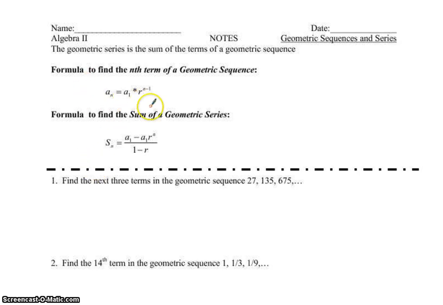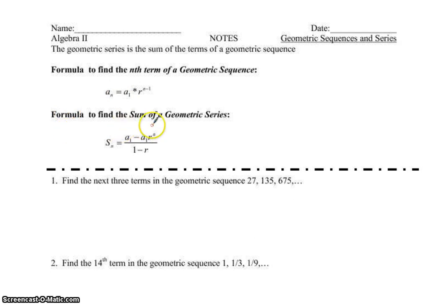Okay. The formula to find the nth term of a geometric sequence is a_n is equal to a1, which is your first term, times r to the n minus 1. And r is kind of like the common difference was when we had an arithmetic sequence. The d common difference was where you subtracted or added every time. Well, the r is for your geometric sequence, what you're going to multiply every time.